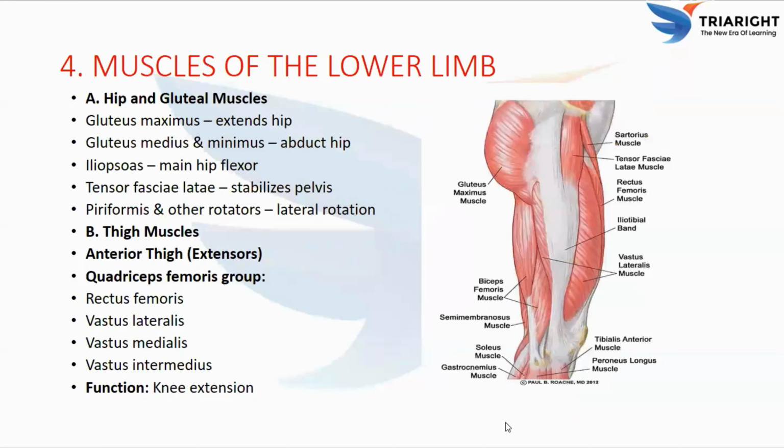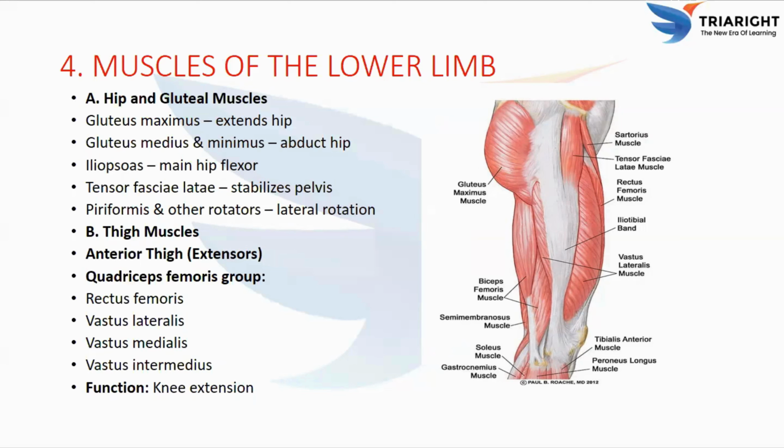So next, coming to the muscles of the lower limb. Lower limb muscles help in standing, walking, running, jumping and also for maintaining balance. So what are hip and gluteal muscles? These muscles act mainly on the hip joint, so they are named the hip muscles. Coming to the gluteus maximus muscle, what is its main action? It extends the hip. It is used when standing up from sitting, climbing stairs and also running.